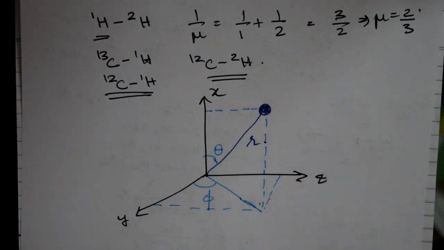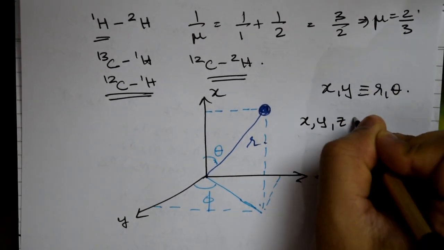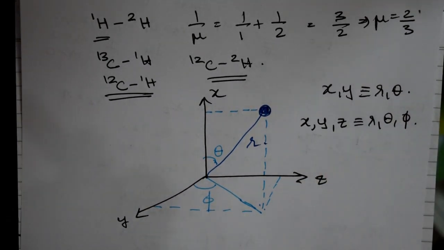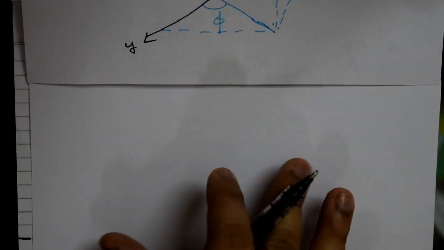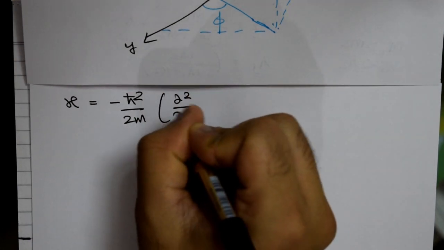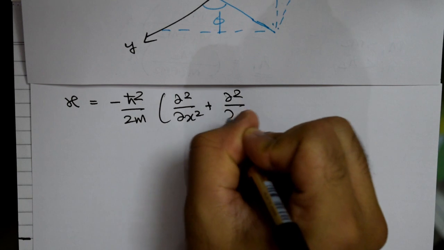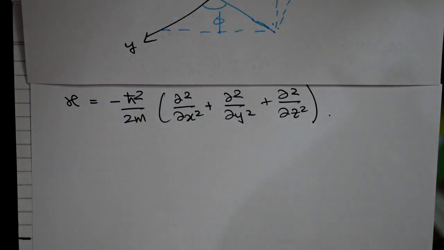I'm sure you might remember from the example that we did for particle in a ring, where x and y were converted to r and theta. In this example, we will convert x, y, and z into r, theta, and phi. Okay, having said this, let's move on. Let's have this picture up there so that we remember. So the Hamiltonian for the rigid rotor will be given by h square by 2m, dou square by dou x square plus dou square by dou y square plus dou square by dou z square. Now we have to convert this into r, theta, and phi.